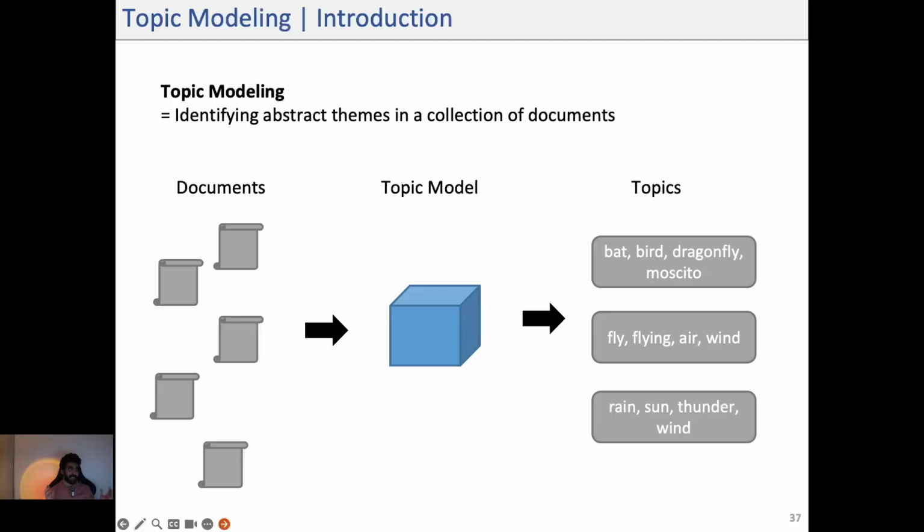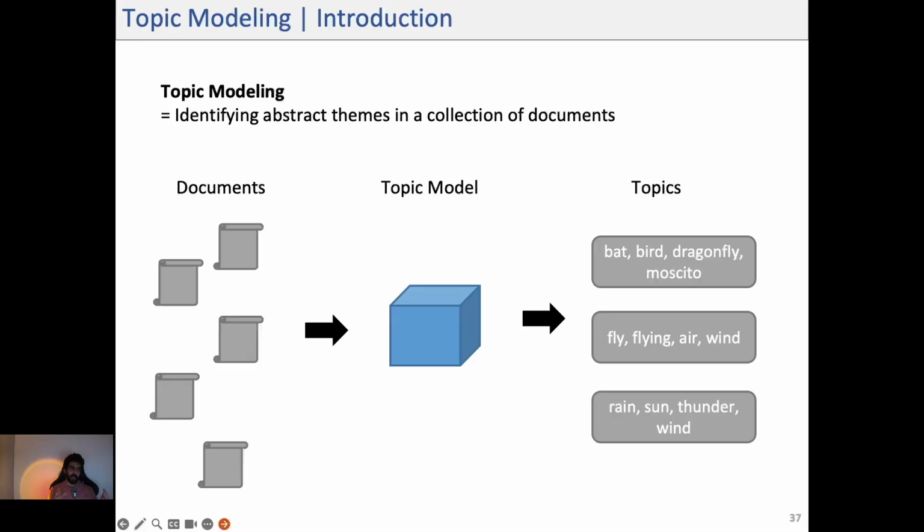So topic modeling is all about discovering abstract themes or hidden structures in a collection of documents automatically. As you see, you feed in a bunch of documents, shown on the left, into a topic model. This could be something like LDA, NMF, or a modern embedding-based approach, and the model learns to group together frequent co-occurring terms. And what we get out are topics. Each topic is represented by a cluster of words that tend to appear together.